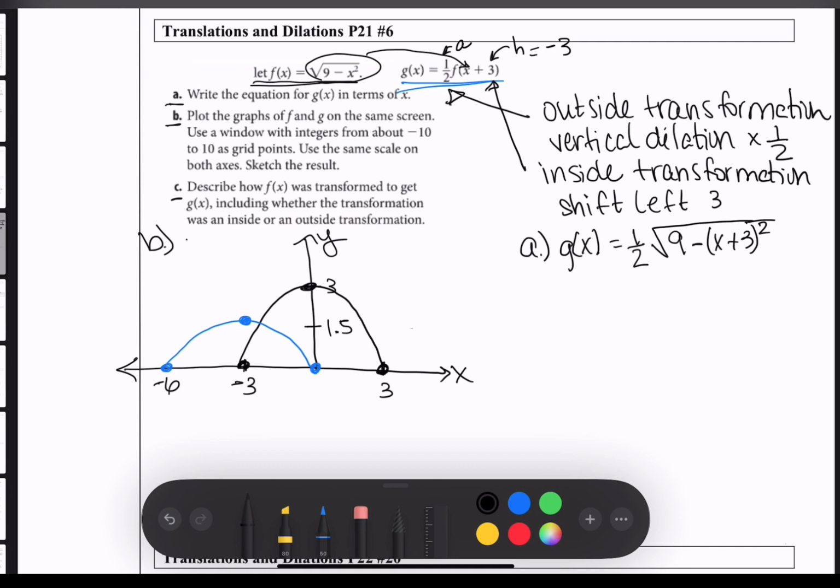All right, the last part of this, I think we've already done. We're going to describe how f of x was transformed to get g of x. I think we already did that. And you needed to include whether the transformation was inside or outside. Well, I've already said that. So this part right here is C.